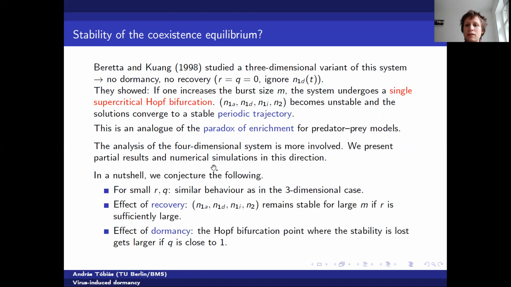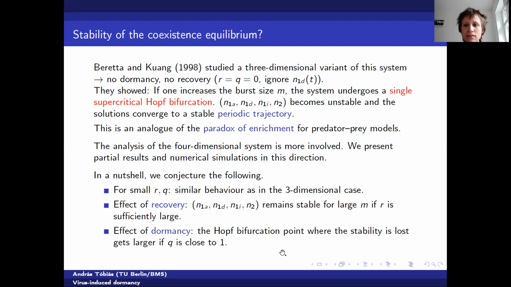Now the analysis of the 4-dimensional dynamical system is more involved, and here we present just some partial results and numerical simulations in this direction. In a nutshell, we conjecture that for small r and q, the behavior is quite similar to the 3-dimensional case, basically by continuity. And the effect of recovery is that if we choose r large enough, then (m1a, m1d, m1i, m2) will remain stable for large m.